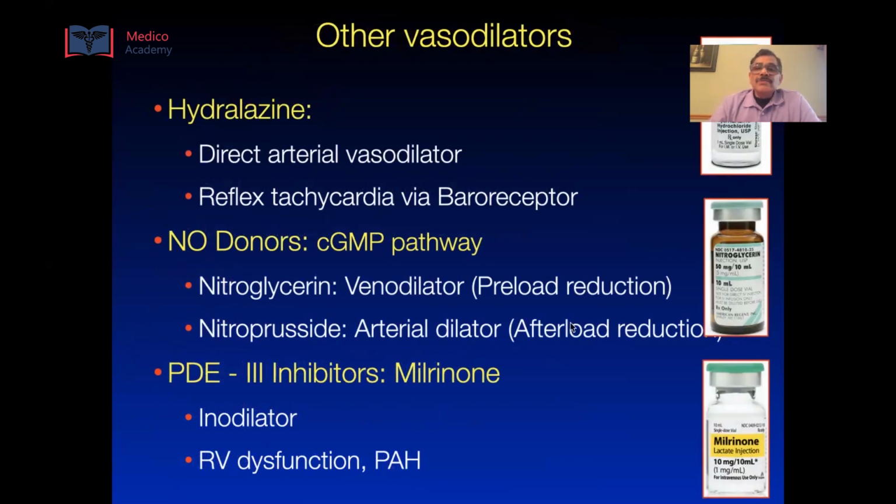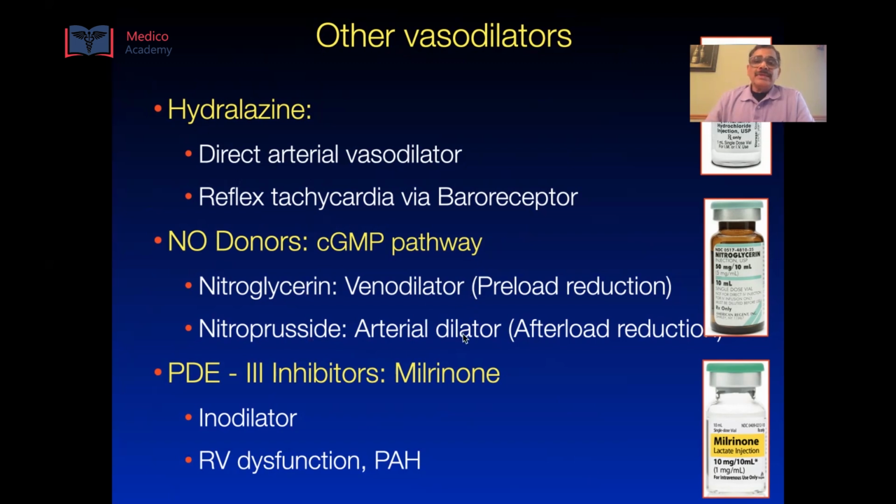Another vasodilator, mainly used in intravenous form in acute hypertensive situations in the perioperative period, is hydralazine, which is a direct arterial vasodilator and can cause tachycardia through the baroreceptor reflex. Nitric oxide donors act through the cyclic GMP pathway. There are nitroglycerin and nitroprusside. Nitroglycerin is more of a venodilator, whereas nitroprusside is an arterial dilator.